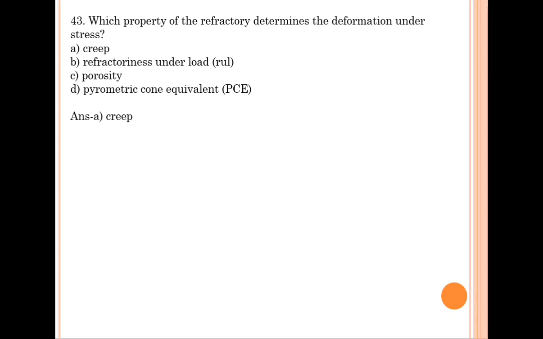Which property of the refractory determines the deformation under stress? Here the option A is the right answer, creep. In creep, basically the refractory determines the deformation under stress.